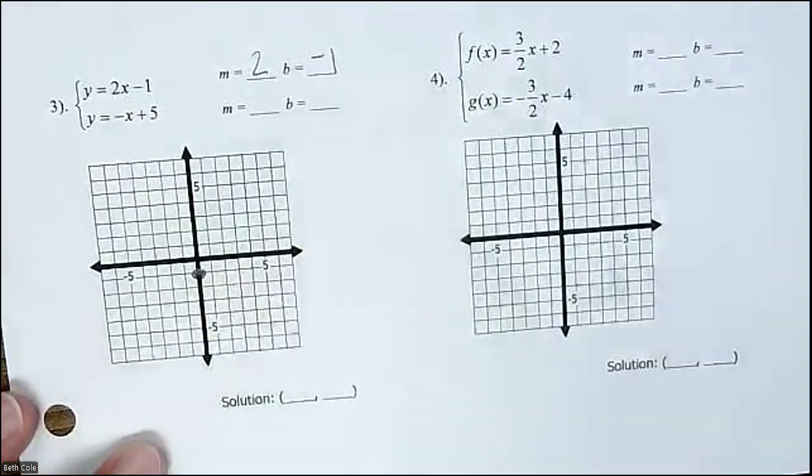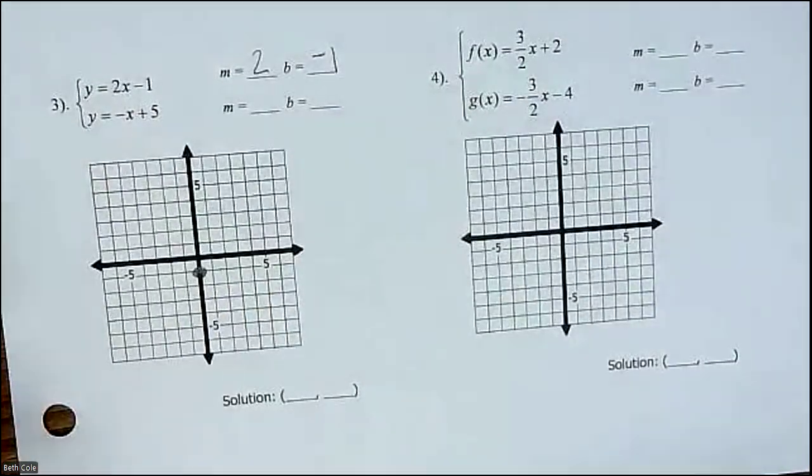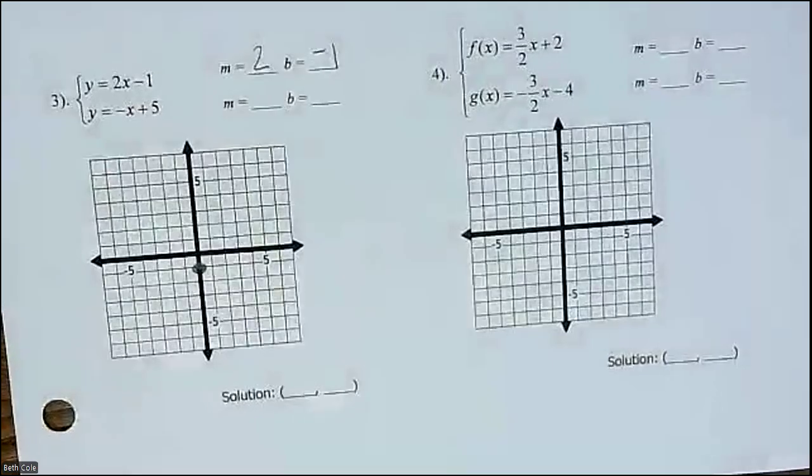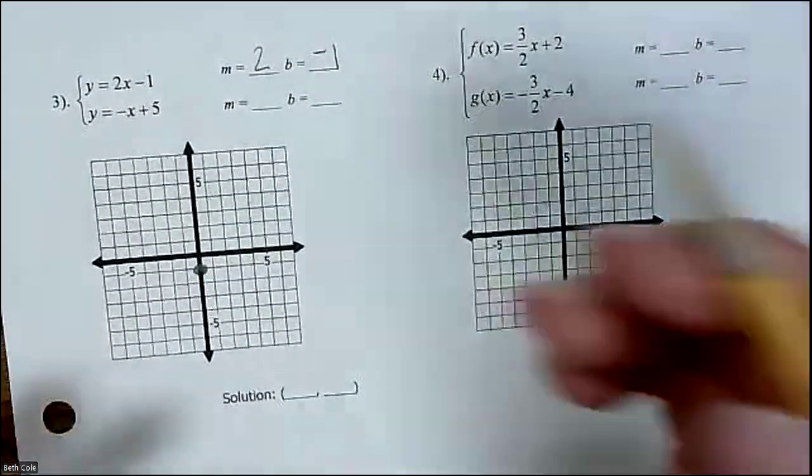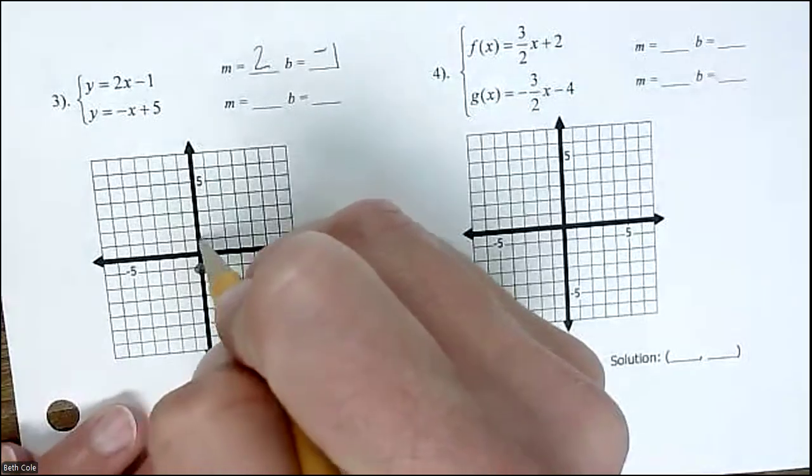You can think of that like moving the line down 1. It's a shift down 1. And then what do you do for a slope of 2? Can you use up 2 over 1? Okay. So from that point, you're going to go up 2 over 1.